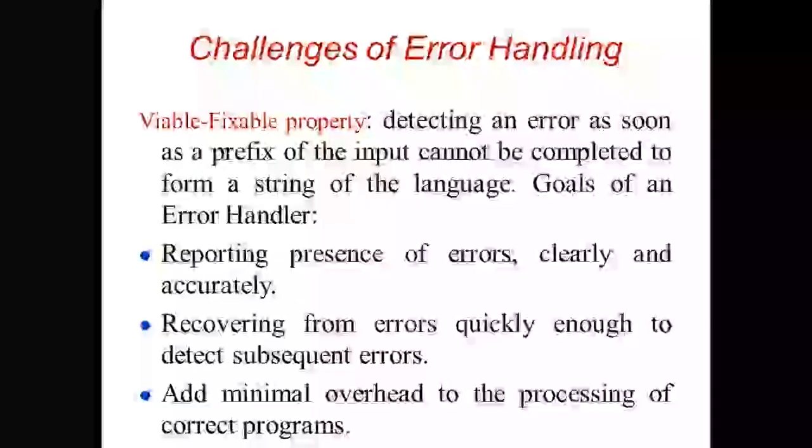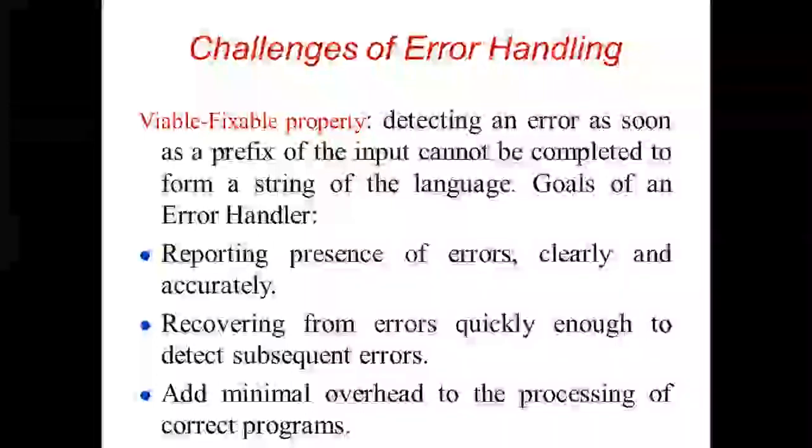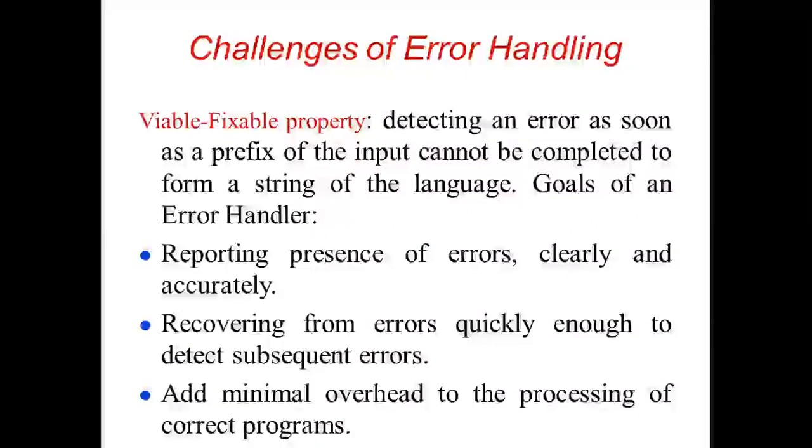So we are continuing again. How will we fix the errors? There is one property: detecting an error as soon as a prefix of the input cannot be completed to form a string of the language. There are a few rules of the error handler, because the function of the compiler is also to handle errors. First, it reports the presence of errors to the programmer.